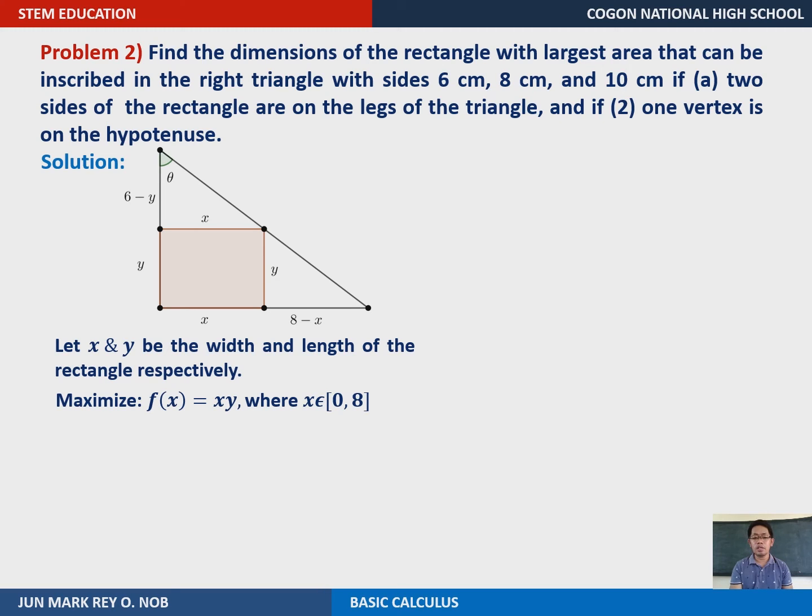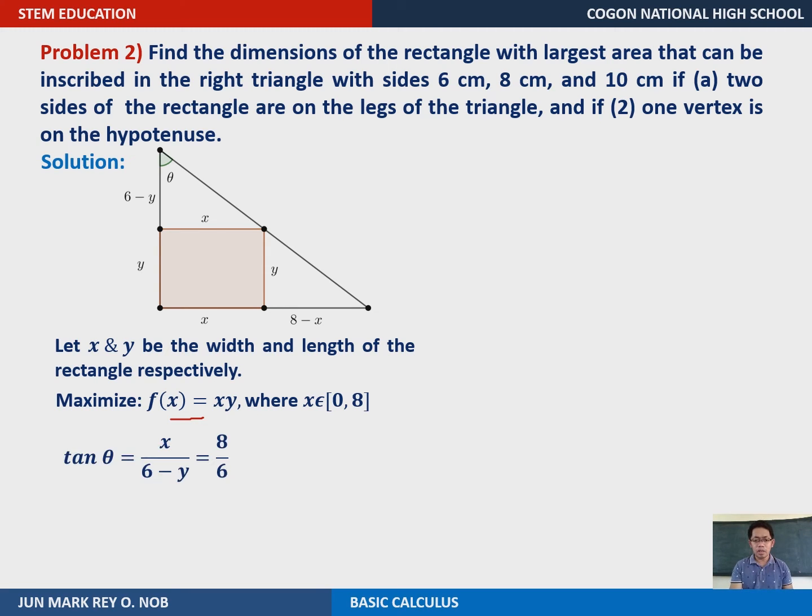Now, in this problem, notice that our objective function is in terms of two variables. Now, we cannot simply apply the extreme value theorem in that case. So what we're going to do is to rewrite the objective function in terms of one variable. So in this case, we want our objective function to be in terms of x only. So we want to express y in terms of x and then substitute it here to come up with an equation of one variable only.